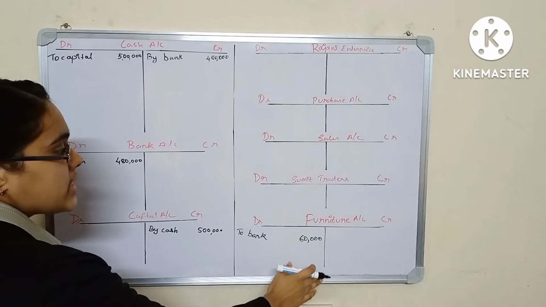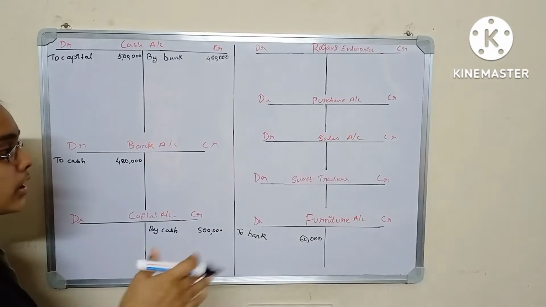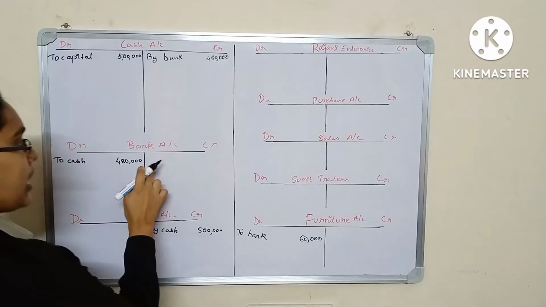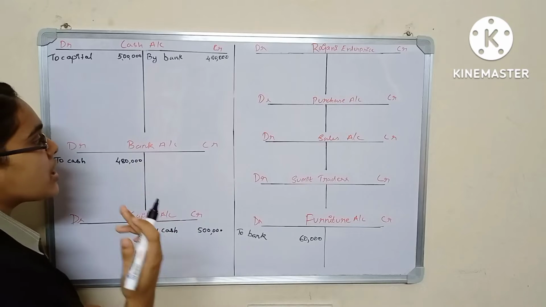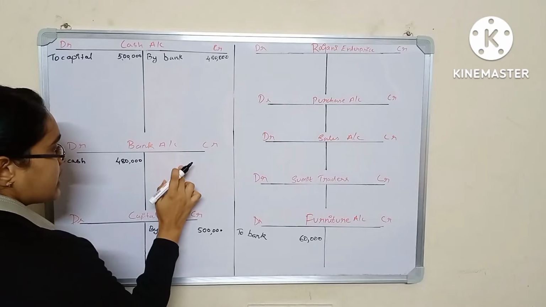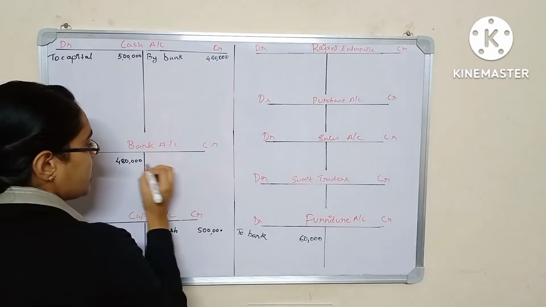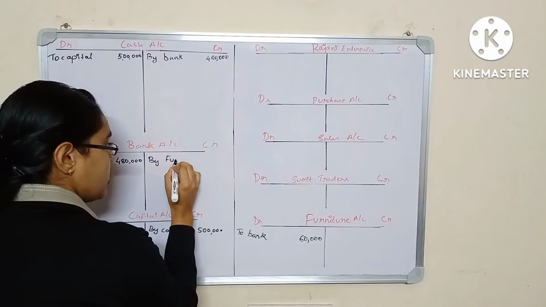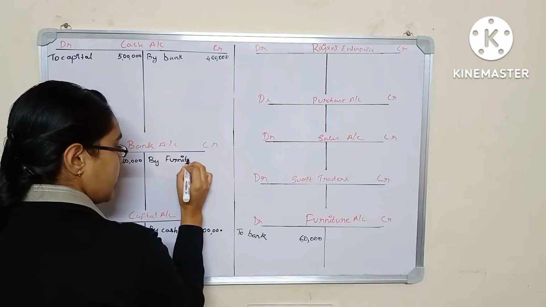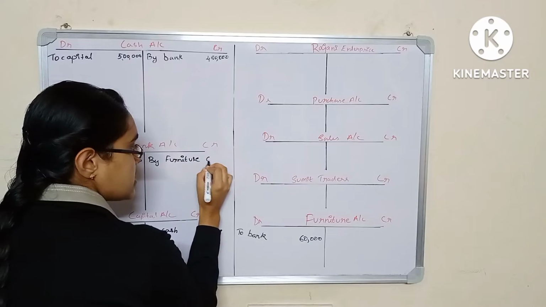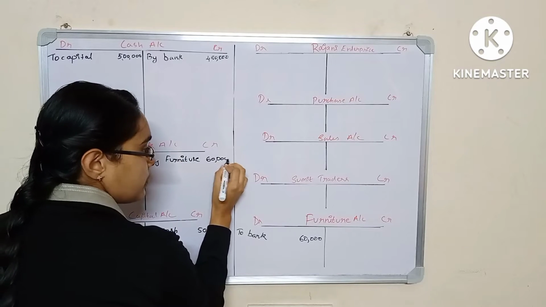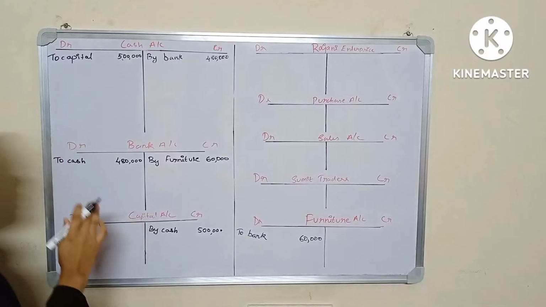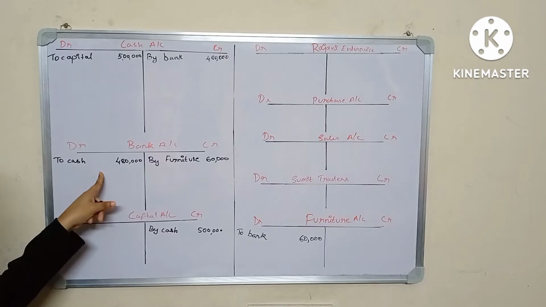So only half of the transaction is recorded. In order to record the other half, you will have to go to the bank account. The bank account has been credited. So you will go to the credit side of the bank account and you will write what? "By furniture," rupees 60,000. So there you go, the third transaction.